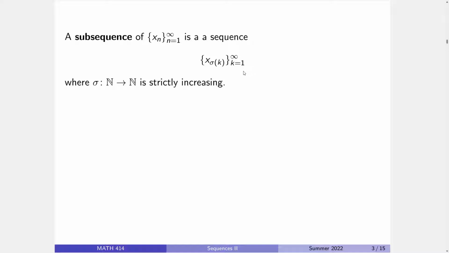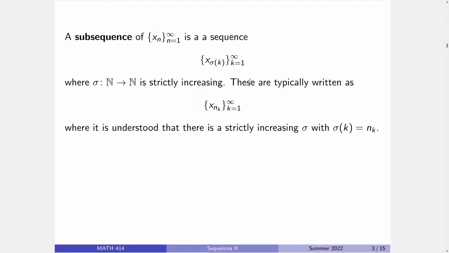But, yeah, notationally speaking, we don't usually write it like this, in the same way that sequences are technically functions, but we always write them in index notation. The same is true for subsequences. We instead write them as follows, where it's understood that n sub k is a strictly increasing function from the naturals to the naturals.